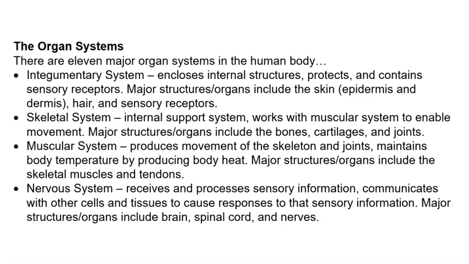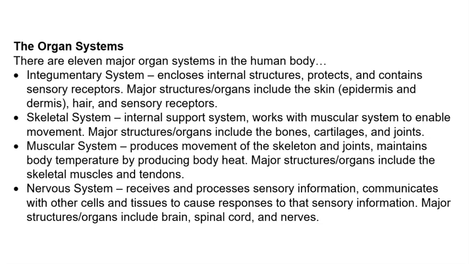There are 11 major organ systems found within the human body. These organ systems consist of the integumentary system, which functions to enclose the internal structures and protect deeper organs and tissues, and also contains sensoreceptors for things like touch, pressure, and temperature. The major structures or organs of the integumentary system include the skin, which consists of the epidermis and the dermis, the associated hairs, and the sensoreceptors that I mentioned previously.